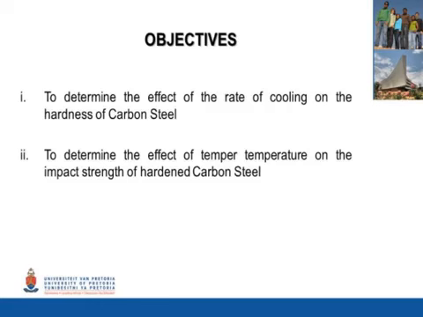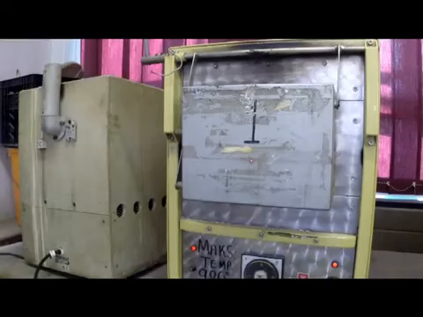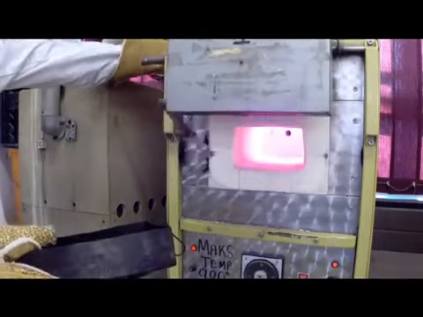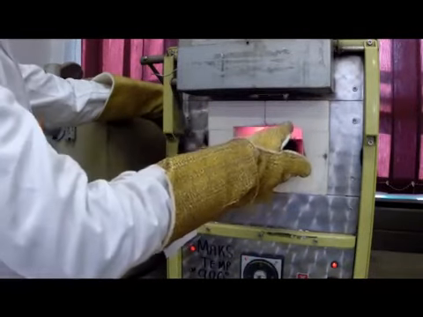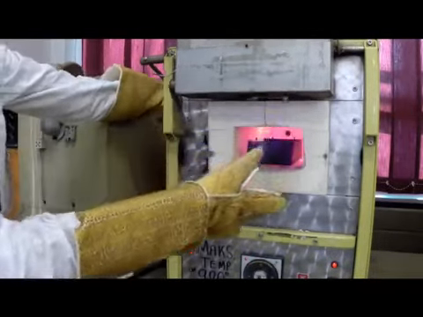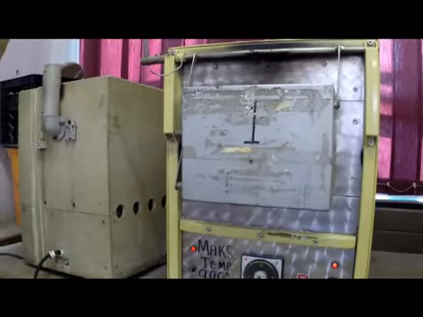Please pay close attention to the following practical demonstration. Several samples have been cut to size and placed in a furnace in order to be austenitized. Once the samples have been austenitized, they are rapidly quenched in water to produce untempered martensite. Half these samples are then temper heat treated to produce tempered martensite.